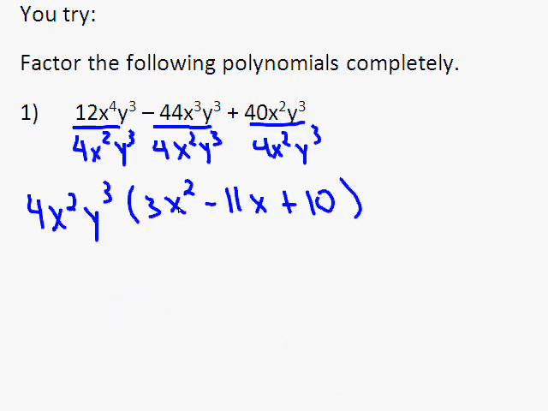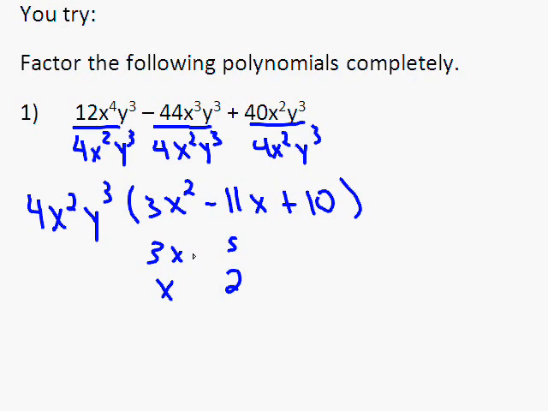So I went ahead and factored out our greatest common factor of 4x squared y to the third, and I got 3x squared minus 11x plus 10. Now I have another way to guess and check with the 3x squared minus 11x plus 10 that you might not have seen before. The way to do that is we're going to list the factors of 3x squared. So I can go 3x and x, and then the factors of 10, 5 and 2.